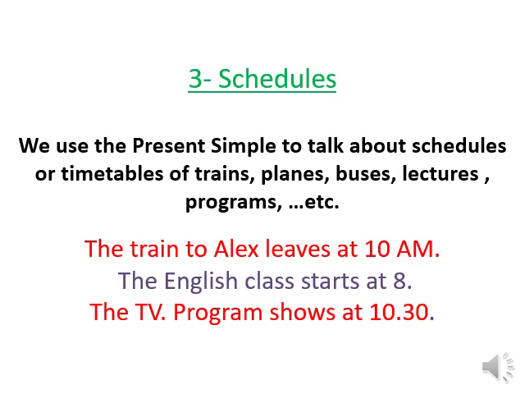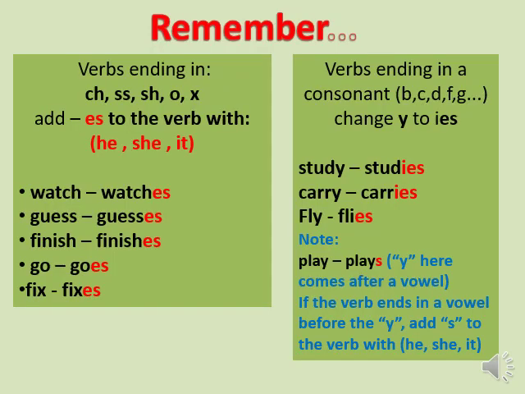The train to Alex leaves at 10. The English class starts at 8. The TV program shows at 10:30. What about the rules used in the present simple tense? Number one, in the present simple tense, if the verb ends in ch, double s, sh, o, x, we add es to the verb with he, she, and it.